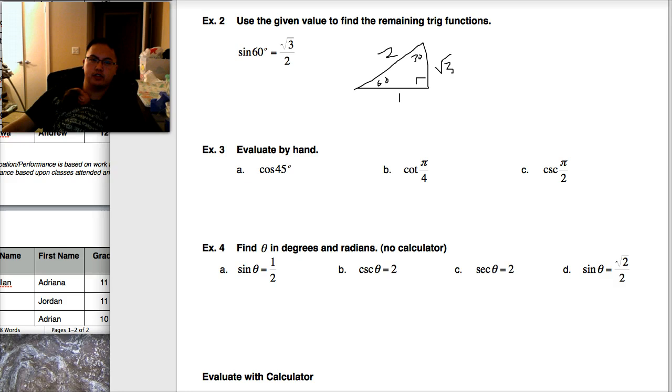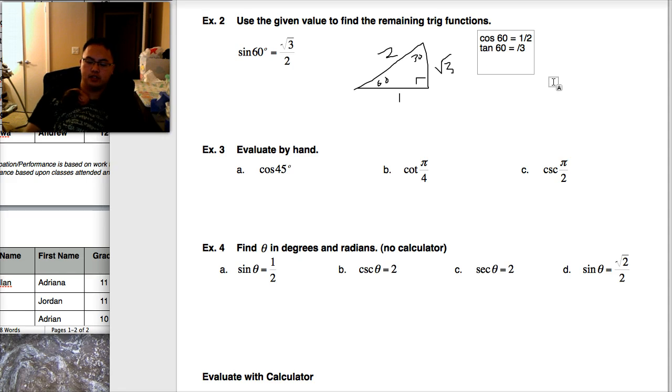So now to find the remaining trig functions, it's very simple. All I'm going to do is do Sohcahtoa. I'm going to find the remaining functions. So we're all doing 60. We did sine of 60, now cosine of 60. Adjacent to 60 is 1. Hypotenuse is 2. So cosine of 60 is 1/2. Tangent of 60 is opposite over adjacent, just like TOA. So opposite over adjacent, radical 3 over 1, is just radical 3.